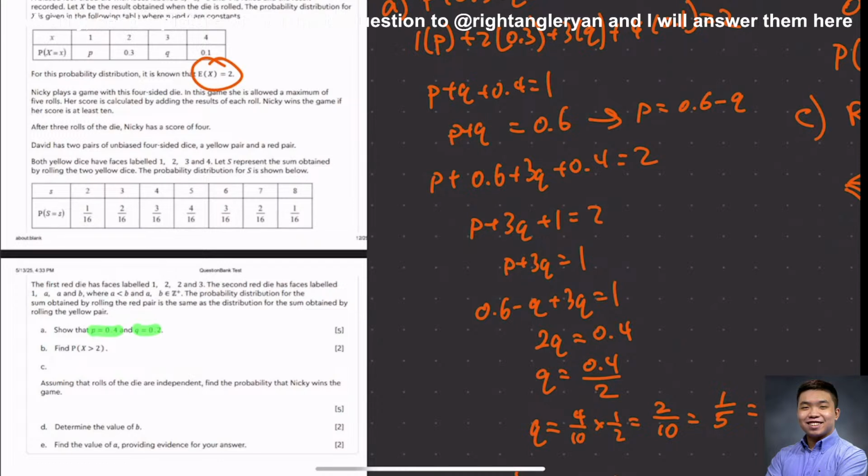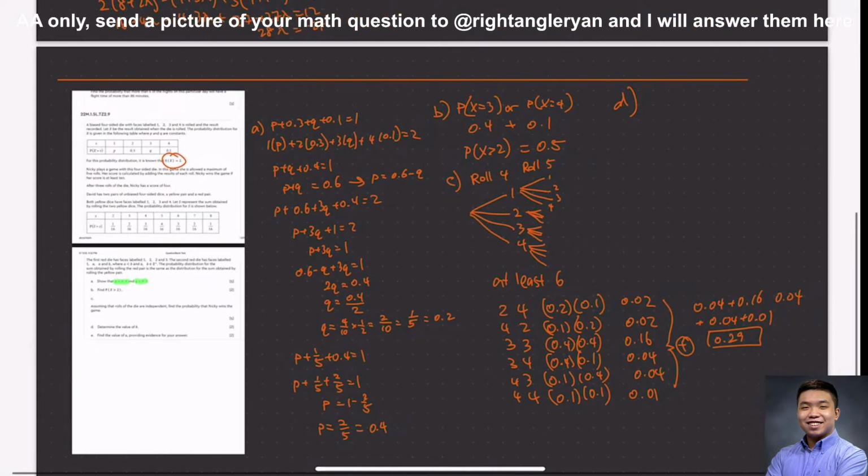The first red die has faces labeled 1, 2, 2, and 3. The second red die has faces labeled 1, A, and B. The probability distribution for the sum obtained by rolling the red pair is the same as the distribution for the sum obtained by rolling the yellow pair. The answer for C is 0.15.